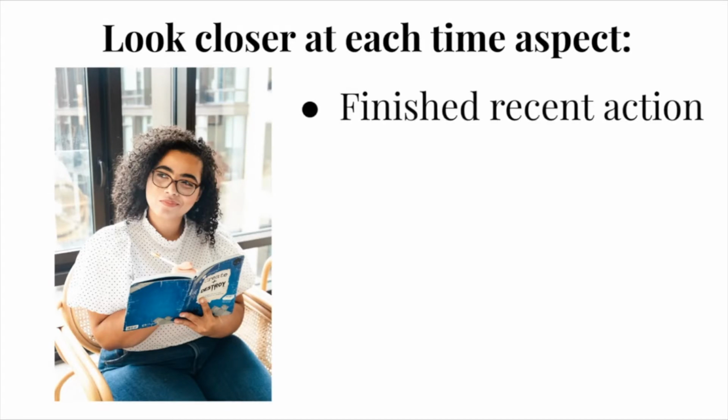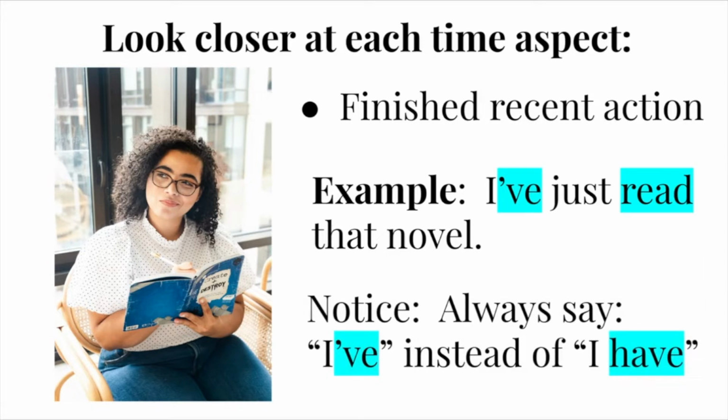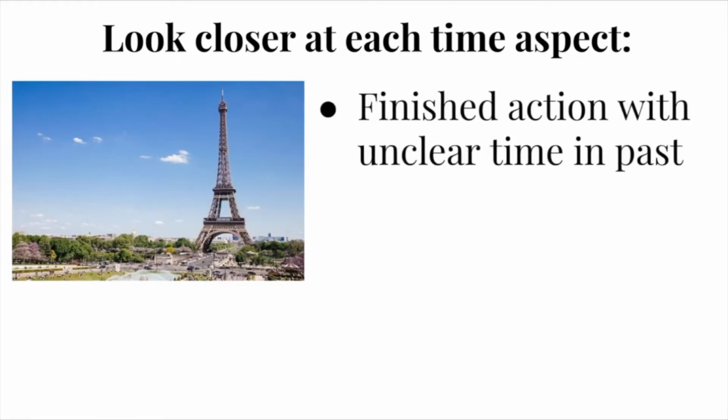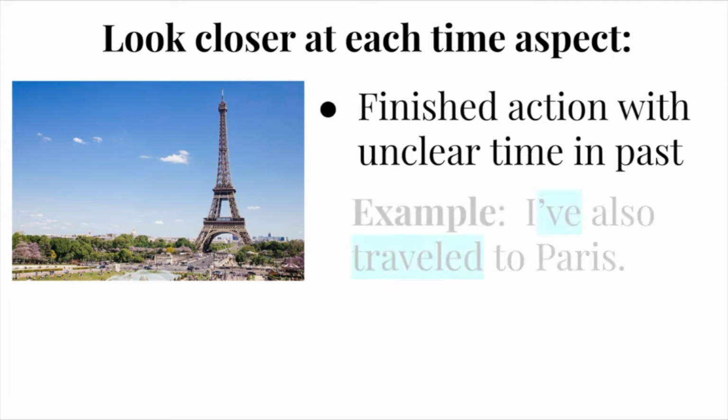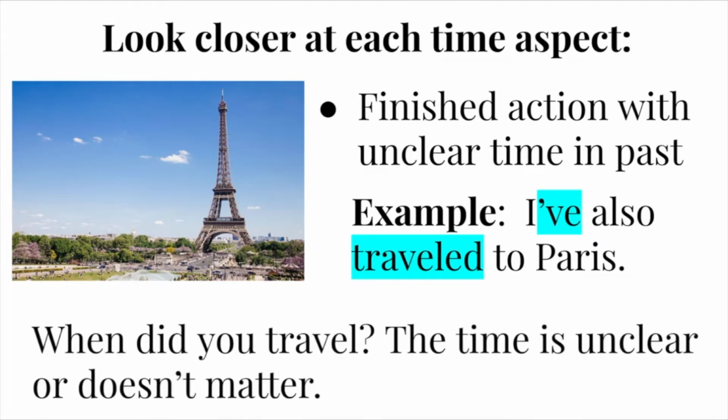Here's an example of the finished recent action. I've just read that novel. Notice, always say I've instead of I have when you're speaking with the present perfect. So this is a finished recent action. I've just read that novel. Here's another one. A finished action with unclear time in the past. I've also traveled to Paris. When did you travel? The time is unclear, or it doesn't matter.